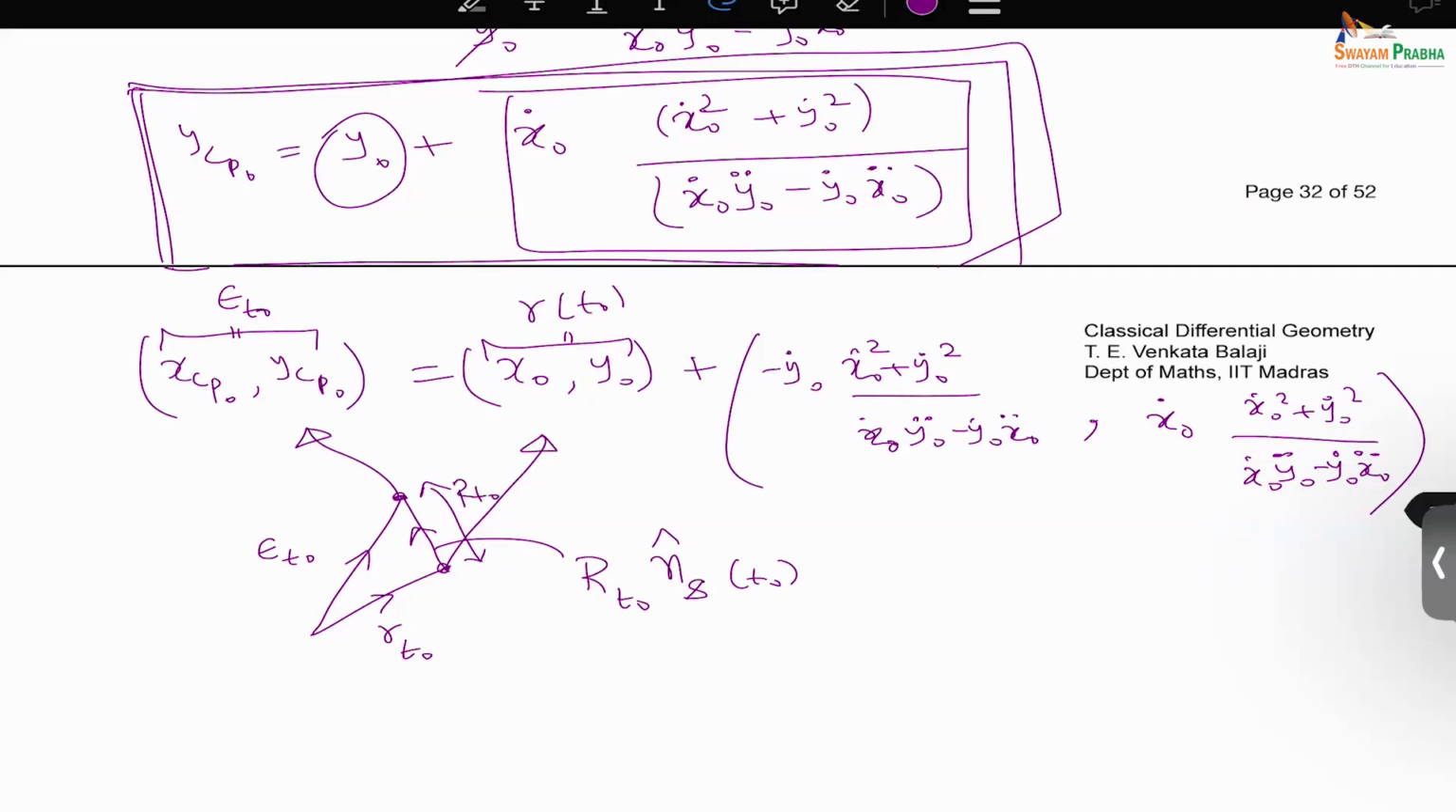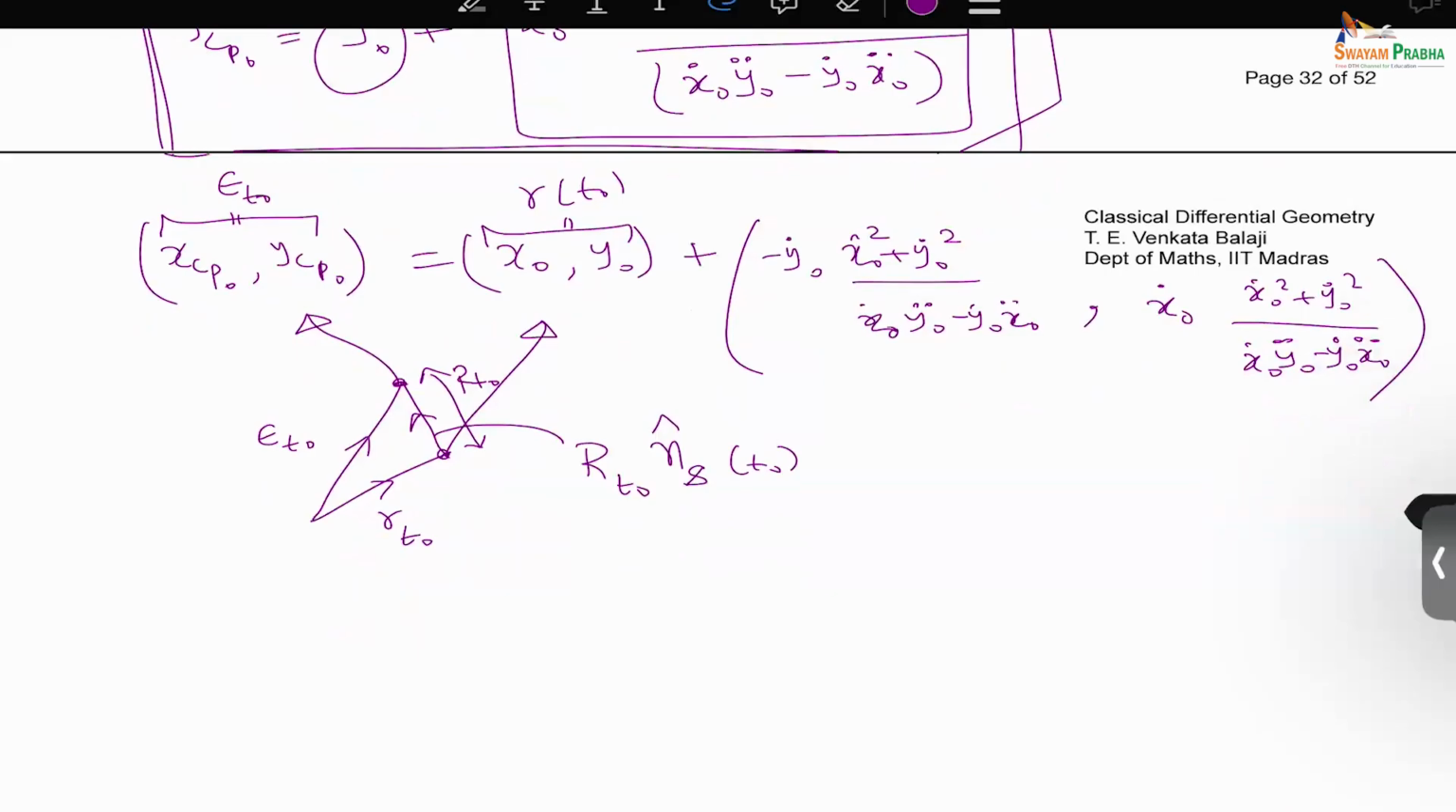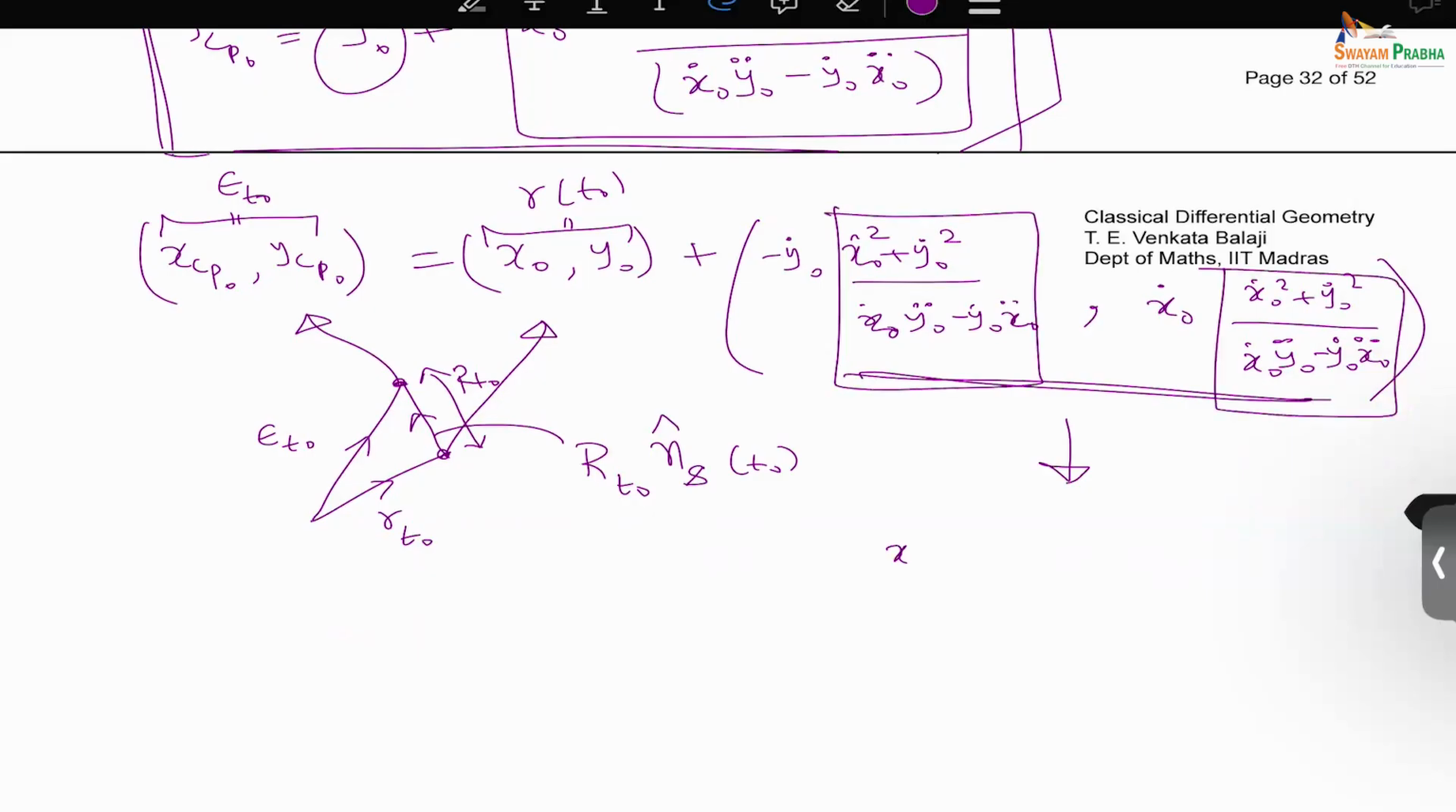Okay. And this is just a triangle law. I want you to compare this expression that we have gotten by a limit with this expression. And you see, watch carefully, this fellow is a scalar. This is a common scalar that is multiplied to both coordinates. Pull it out. If you pull it out, this fellow alone will become x naught dot squared plus y naught dot squared divided by x naught dot y naught double dot minus y naught dot x naught double dot.